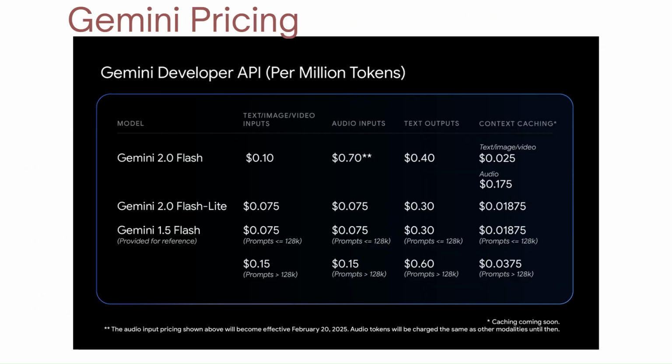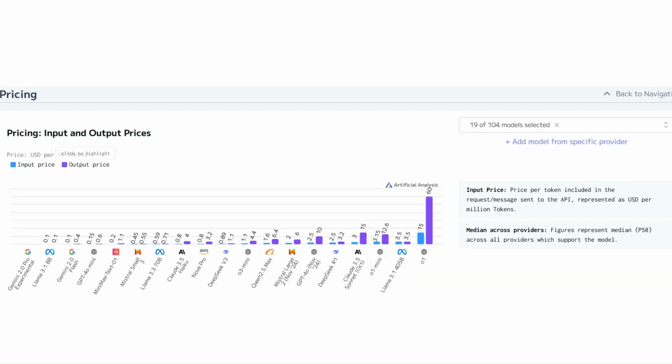And it's open for the developer community. I'm gonna show it. It releases 2.0 Flash and 2.0 Flash Lite as well. So it shows how many audio inputs, text outputs, and context caching. If you look at the price in here, I can call it the cheapest when you try to do it with multimodal LLMs.